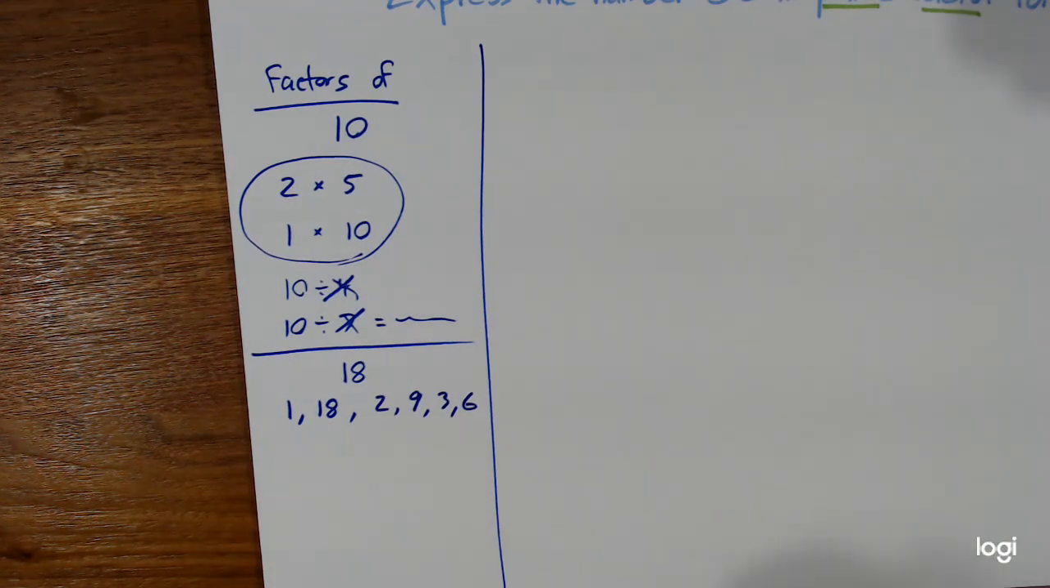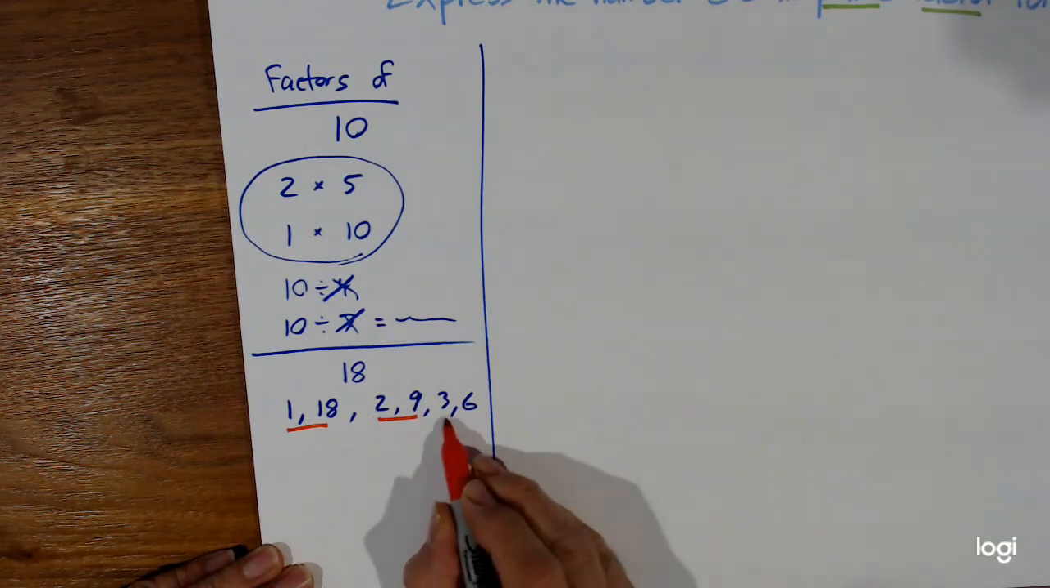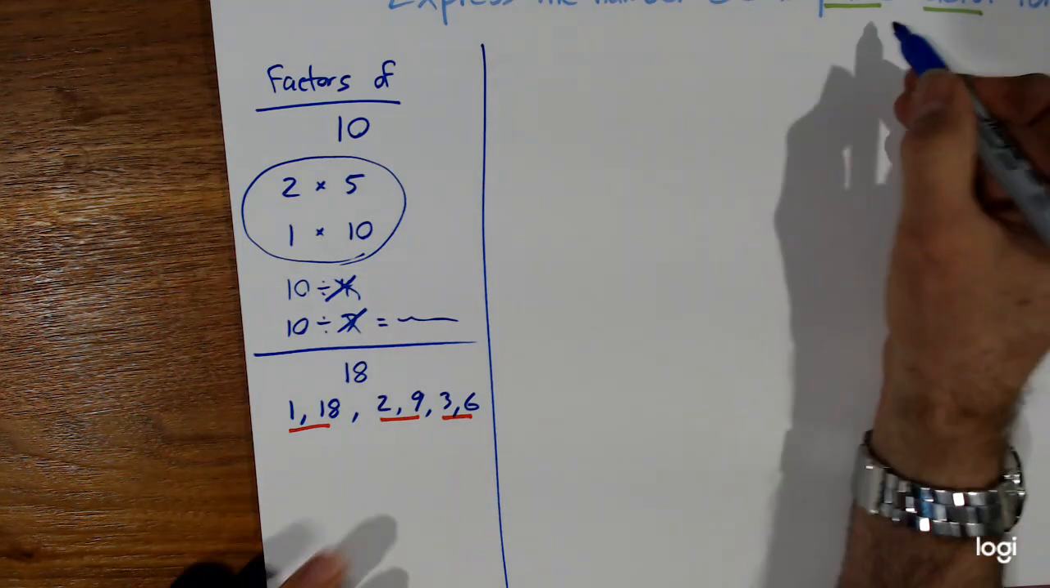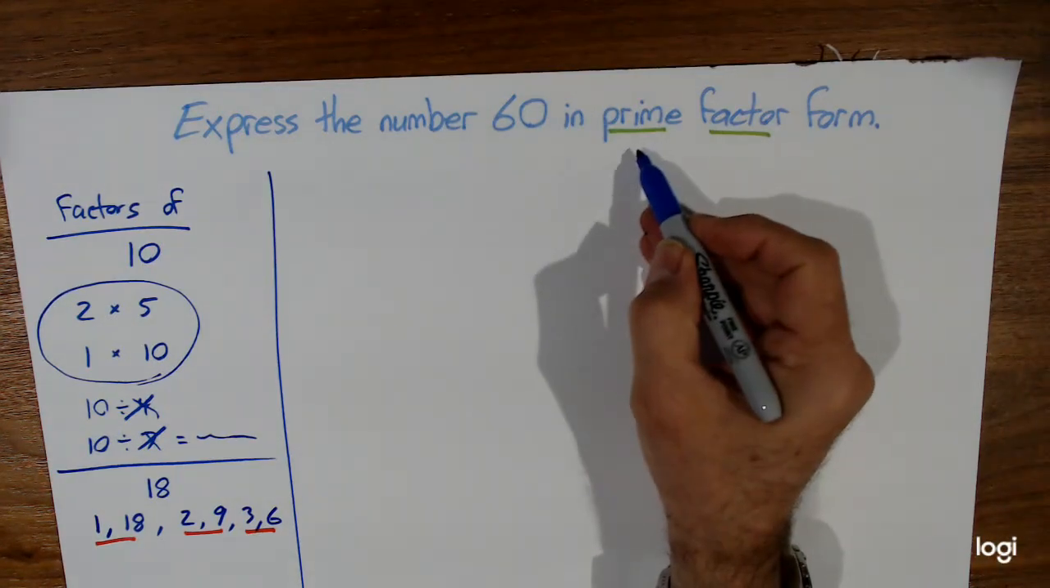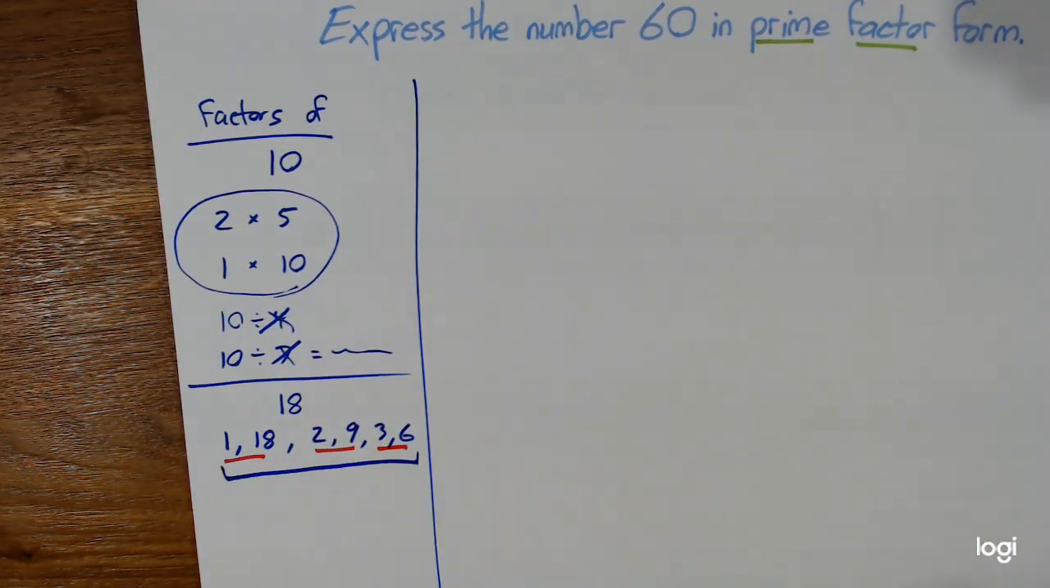And this is a good thing about factors. They come in pairs. Right? 2 times 9 is 18, 3 times 6 is 18, 1 times 18 is 18. They come in pairs of 2. So if you find one factor, you've automatically found the other one. All right. So they're factors. But what's a prime factor? Some of these factors are not prime numbers and some of them are.